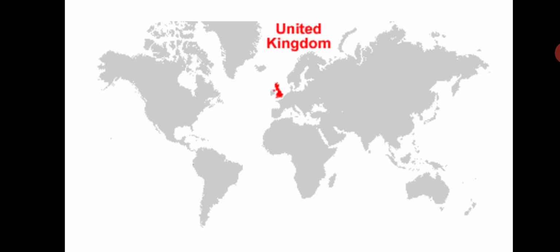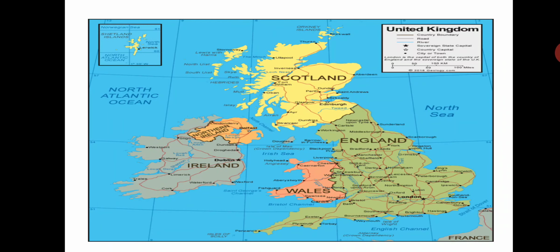The United Kingdom of Great Britain and Northern Ireland, commonly known as the United Kingdom or Britain, is a sovereign country located off the northwestern coast of the European mainland. The United Kingdom includes the island of Great Britain, the northeastern part of the island of Ireland, and many smaller islands. Northern Ireland shares a long border with the Republic of Ireland.